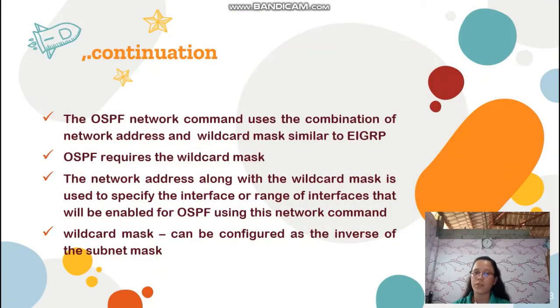The OSPF network command uses the combination of a network address and a wildcard mask, similar to EIGRP. OSPF requires the wildcard mask. The network address along with the wildcard mask is used to specify the interface or range of interfaces that will be enabled for OSPF using this network command. So when we say wildcard mask, it can be configured as the inverse of the subnet mask.